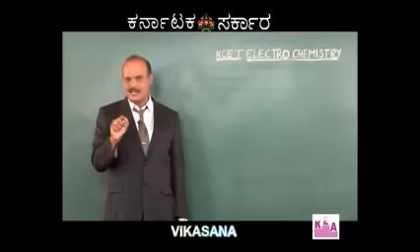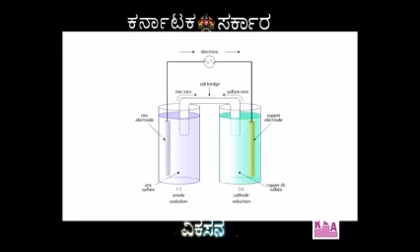Now, after connecting the two electrodes by the salt bridge, the copper electrode acts as the cathode, and the zinc electrode acts as the anode.